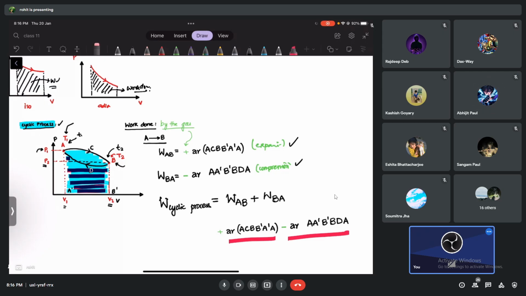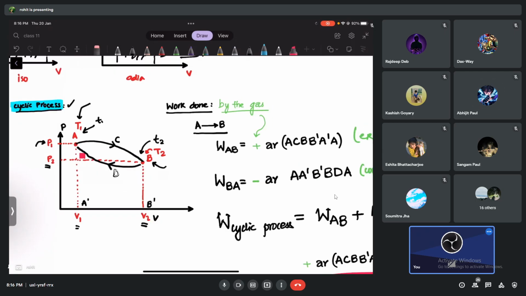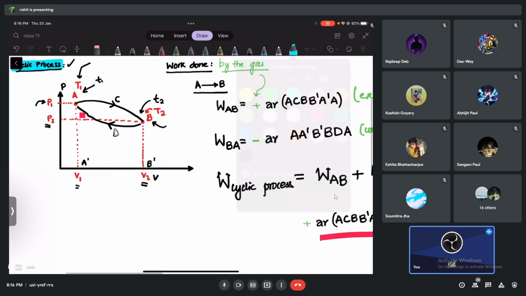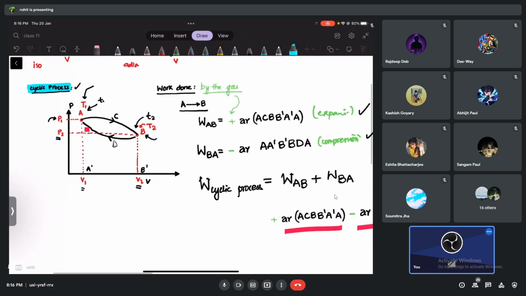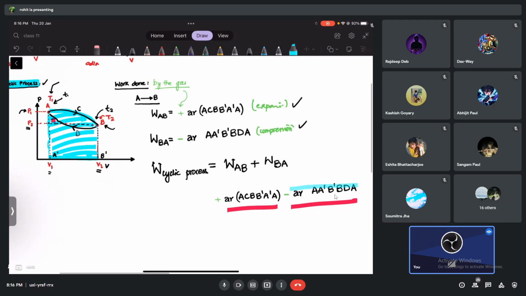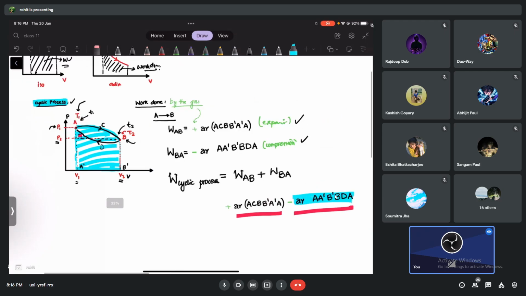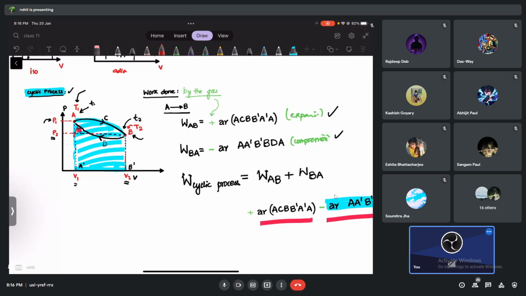Let me show you now what is that difference. Let me show you here in the diagram. I'm going to mark with blue one again. Let me show you this area, the work done during A to C. This is the area, from here to here to here, this whole area. And this area is the work done to go from B to A, right? Let me show you with red, this one. This is the area, right?